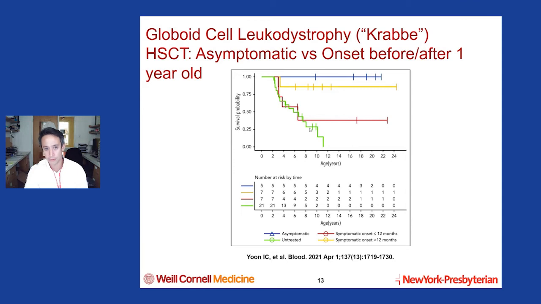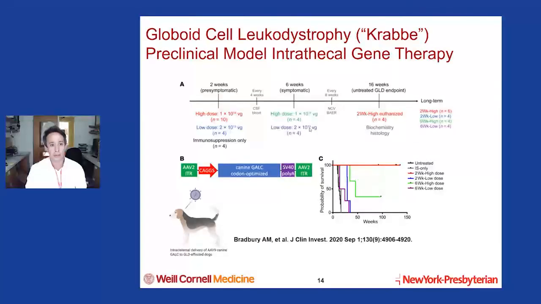Moving on to the future of therapy. This is the preclinical work for intrathecal gene therapy for Krabbe disease, done by Alison Bradbury. I don't want to show something too complicated, but number one, this was tested preclinically in a dog model of Krabbe disease, and it was done via intracisternal injection. Let me orient you to the 2-week high-dose intracisternal gene therapy given in pre-symptomatic animals. You can look at the survival curves down here in the bottom right-hand corner. The 2-week high-dose animals survived.